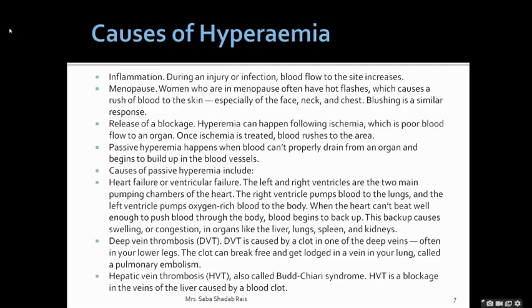Because they do not have lungs, in that case the blood circulation ceases. Then deep vein thrombosis, which is caused by clotting in the deep veins. Then hepatic vein thrombosis, that is your liver blockage.